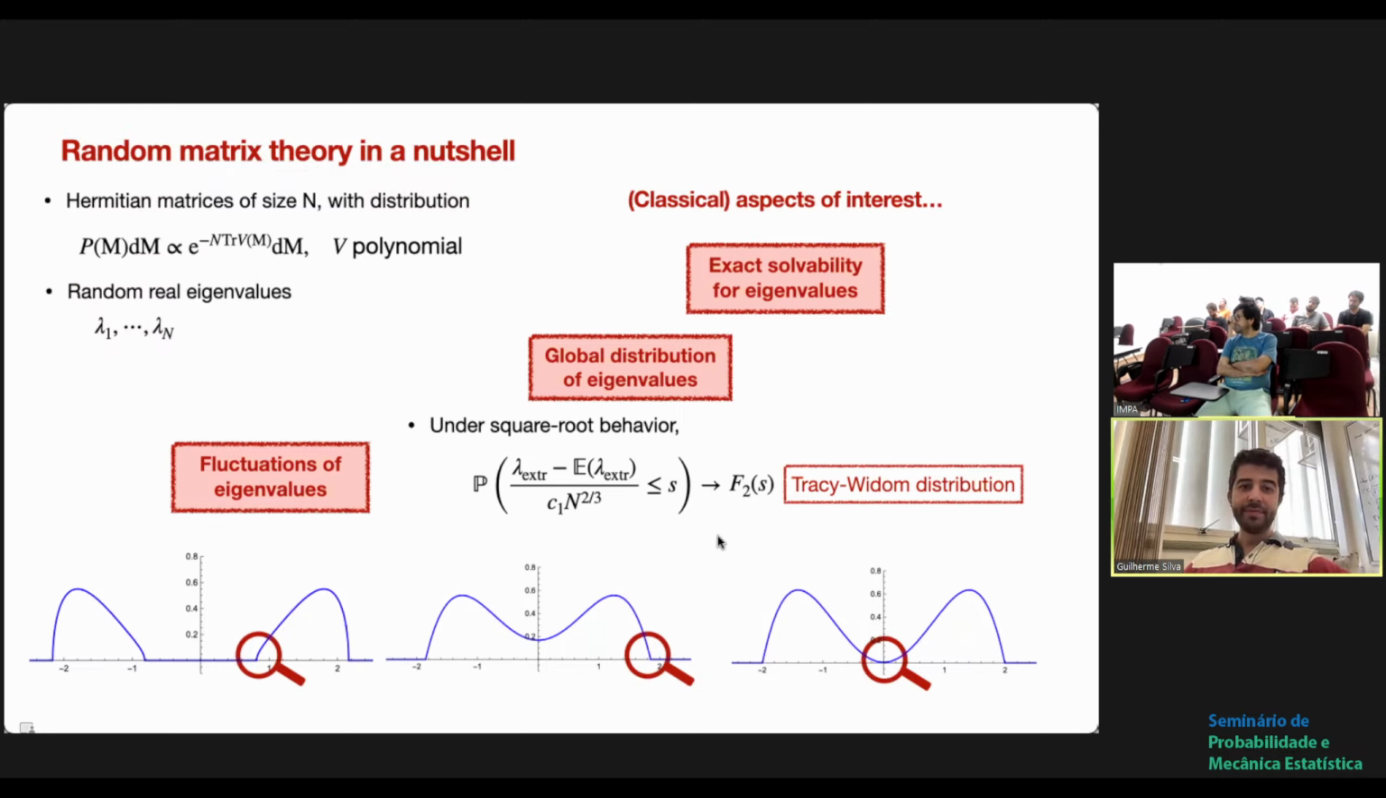Yep, I have a question. In the first picture, how do you define the lambda for which you wish to observe the fluctuation?